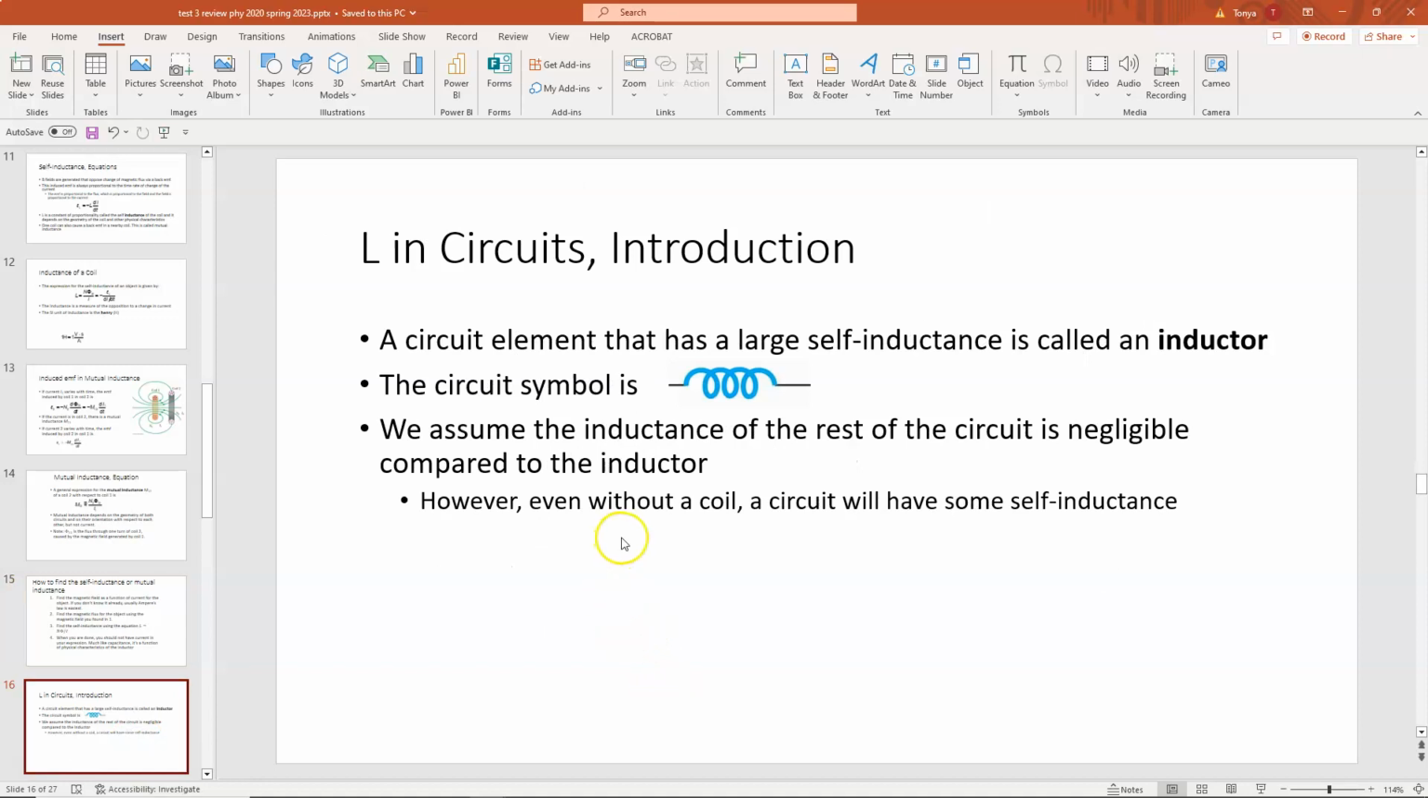So we exploit this idea of an inductance in circuits. The symbol for inductors in circuits is this coil of wire here. It looks kind of like a solenoid. And a circuit element that has a large self-inductance we call an inductor. Solenoids and toroids are really common inductors. And what we're going to do when we do this for circuits is to assume that the inductance of the rest of the circuit is negligible compared to that of the inductor. But always remember that even without an inductor in it, a circuit is always going to have some kind of self-inductance.